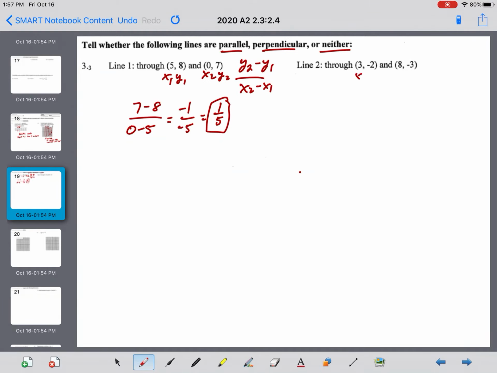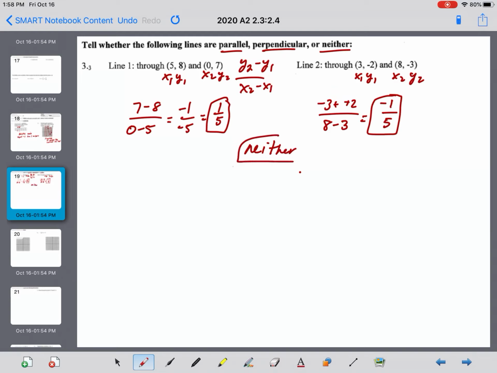Line 2, x1, y1, x2, y2. So -3 minus -2. Those are your y values. And 8 minus 3 are your x values. I would do a little chop right here and make that -1. 8 minus 3 is +5. All right, so here are the two slopes, 1/5 and -1/5. These lines aren't parallel since the slopes aren't equal. They're not opposite reciprocals, so they're not perpendicular. This would be a neither judgment. Okay, now you'll be able to use your notes. You can use your notes on the quiz itself coming up.